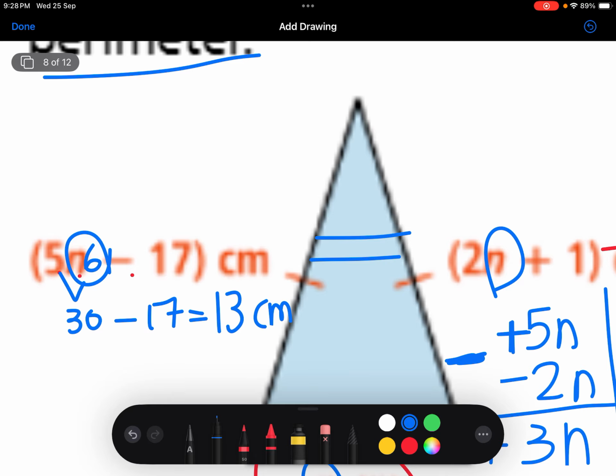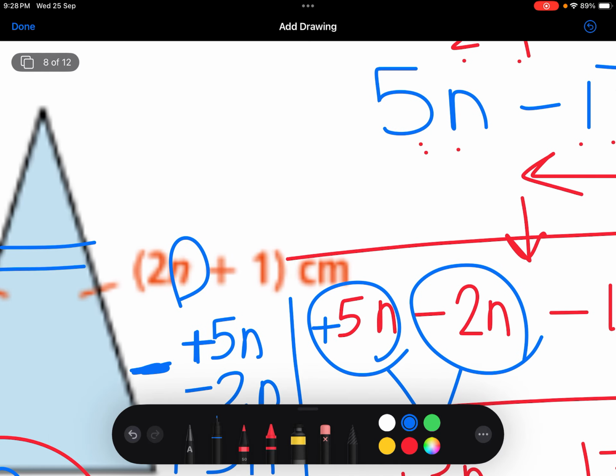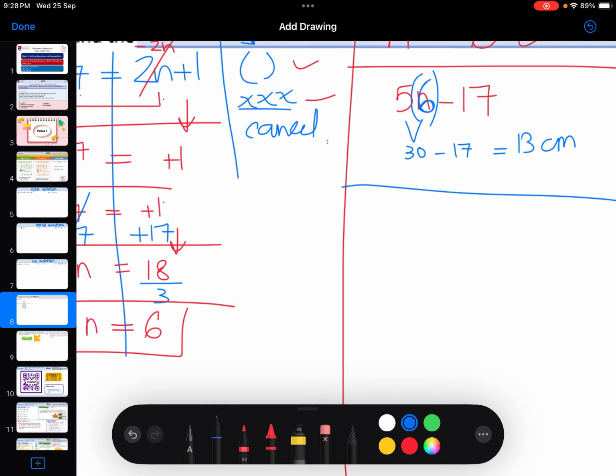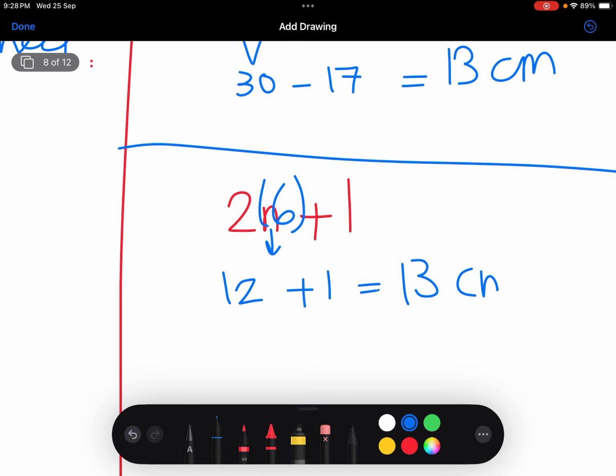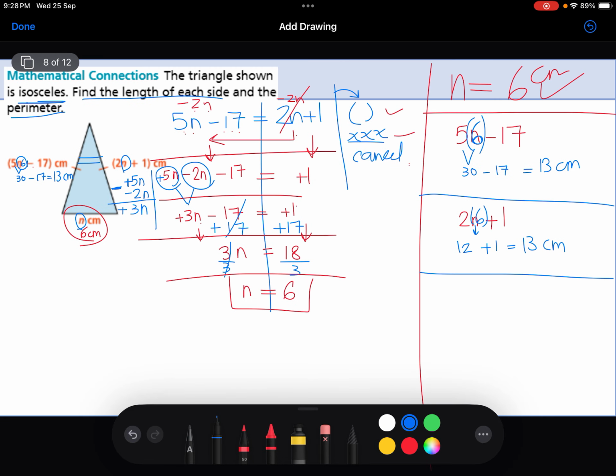The last side is what? 2n plus 1. Yeah, let's do it here. 2n plus 1. Again, I found my n as 6. So instead of n, I'll put 6. 2 times 6 is 12 plus 1. It's 13, which makes sense. It should be the same because it's isosceles. Two sides should be the same.